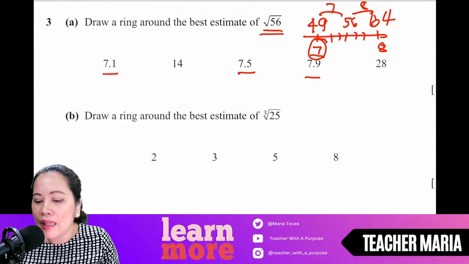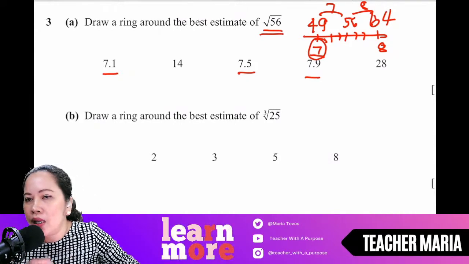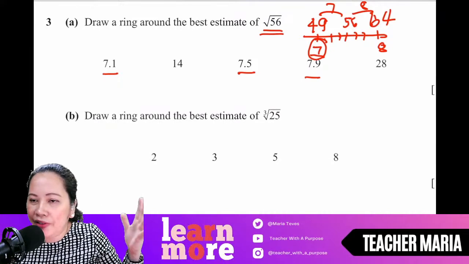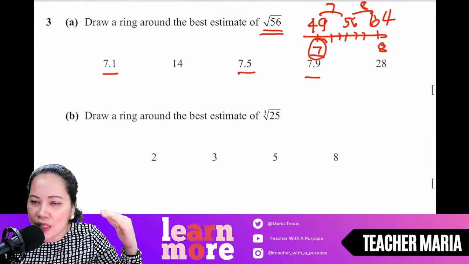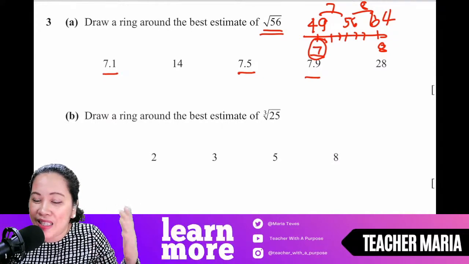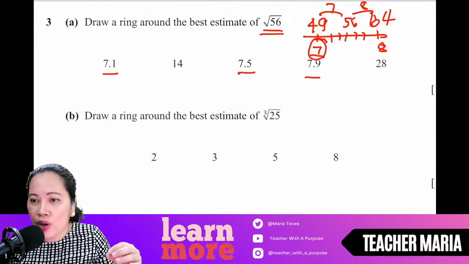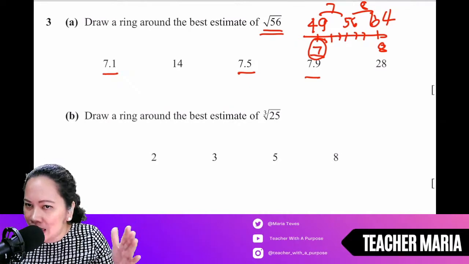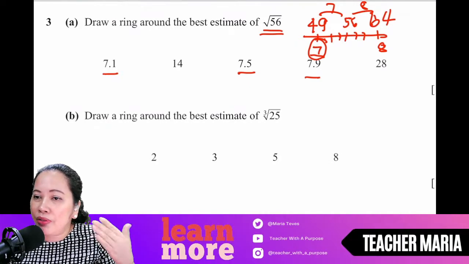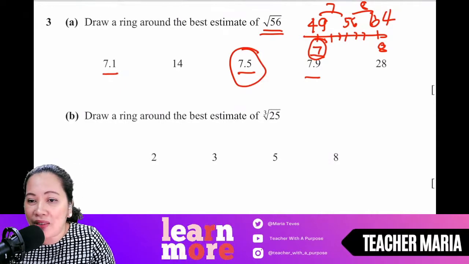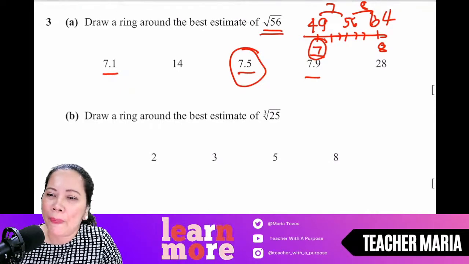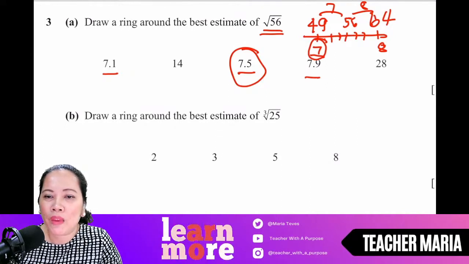Yeah, 8 or 7 and then 8. So the difference, meaning the distance between your 49 to 56 and 56 to 64, is 7 and 8. Therefore, estimatedly, 56 is in the middle of 49 and 64. Hence, your estimated value will be 7.5. Okay? So that is how you do it.